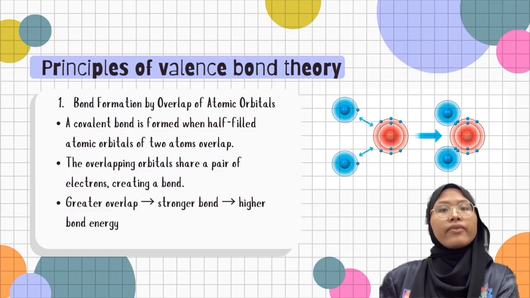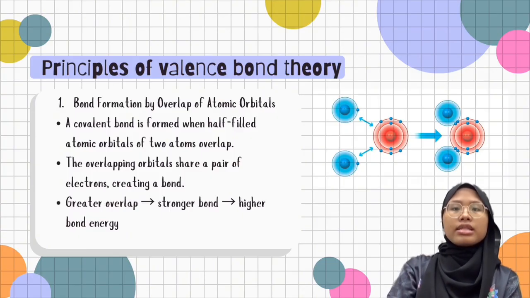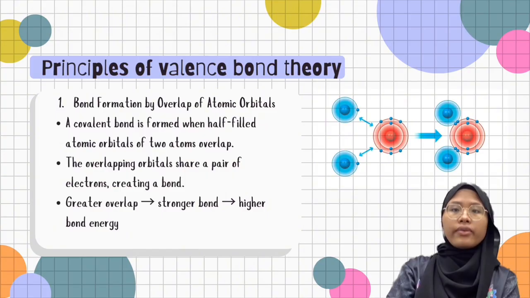in bond formation. A key point in valence bond theory is that bond strength depends on the extent of orbital overlap. The greater overlap leads to higher electron density between nuclei, which produces a stronger covalent bond and therefore a higher bond energy, which means more energy is required to break the bond.